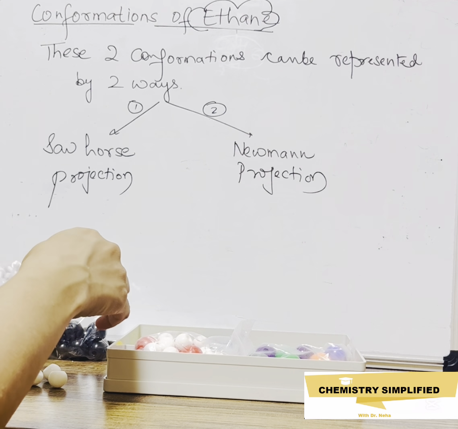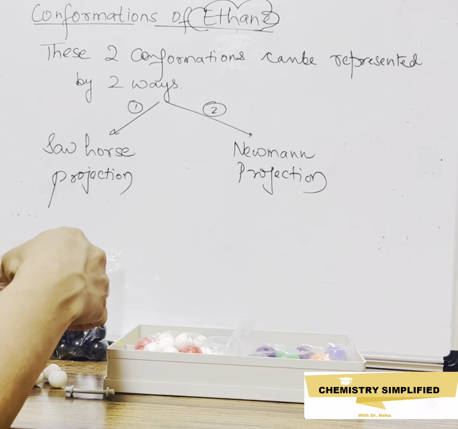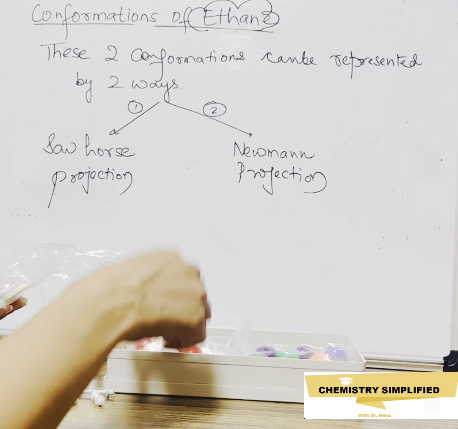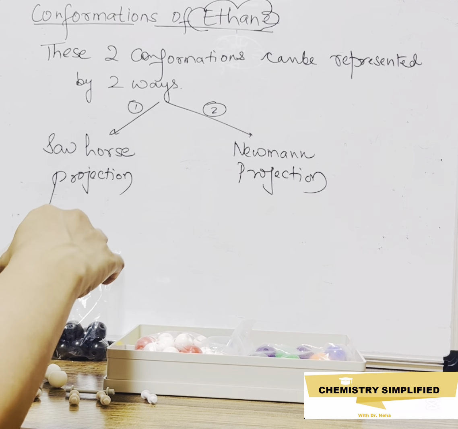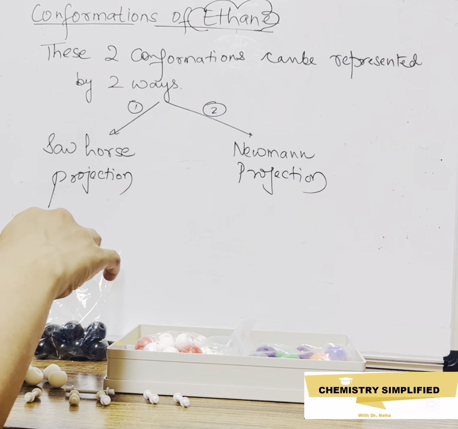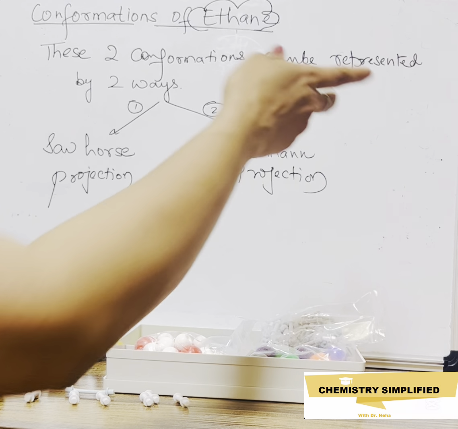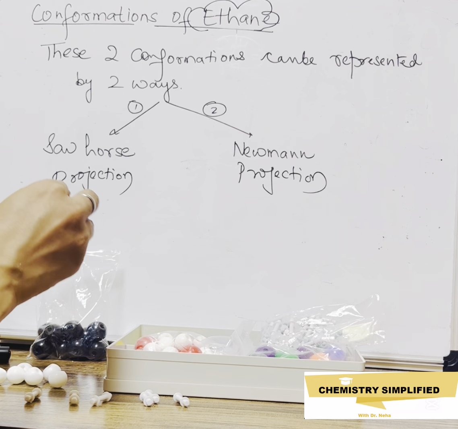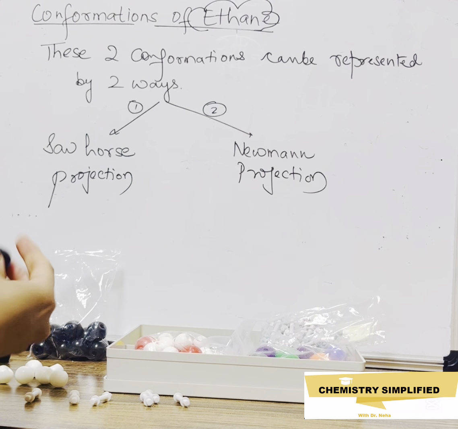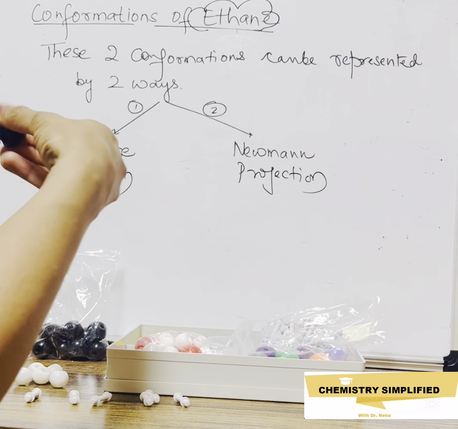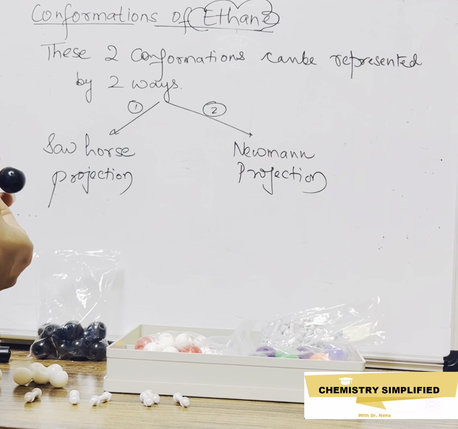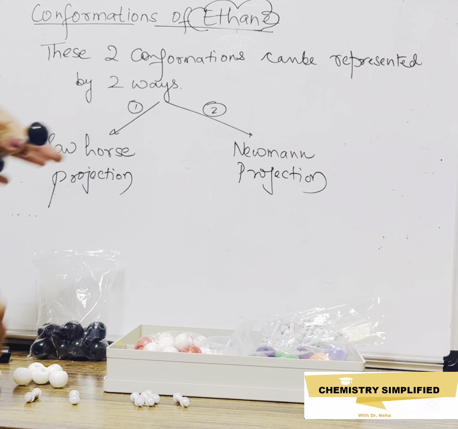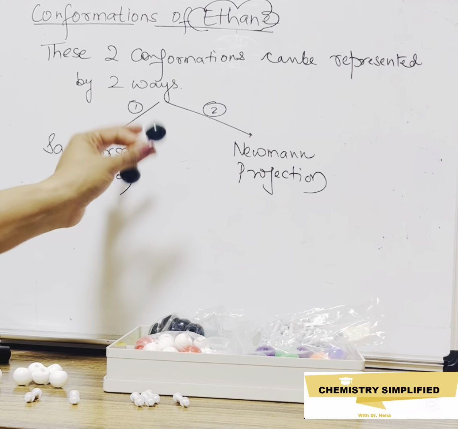Now, the carbon-carbon single bond is larger than the carbon-hydrogen bond. So I am taking 6 bonds for each, so for 2 carbon atoms. So I have taken 1 bead. Okay, I'm going to make a bond between these 2 carbons. I hope you can see this clearly. Now I need to arrange this. Before this, I'll draw this on the board.